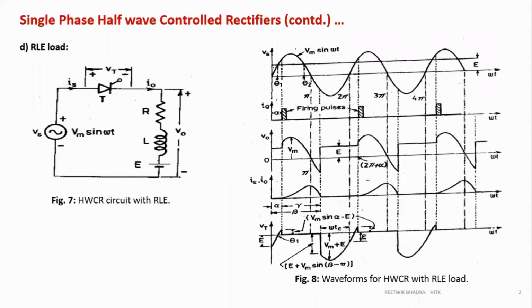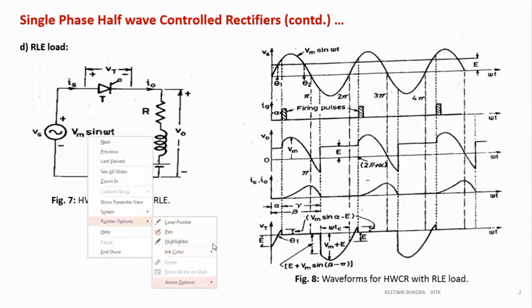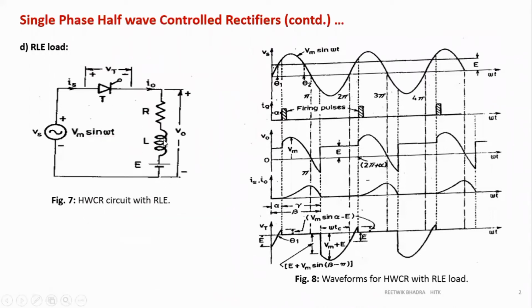So what is happening over here? We are using a DC motor. A DC motor can be represented as an armature resistance, armature inductance, RA, and your back EMF EB. So that is a representation of your DC motor, which is shown over here, RLE. And you have the same thing: you have an AC source, then a thyristor, then your load RLE.